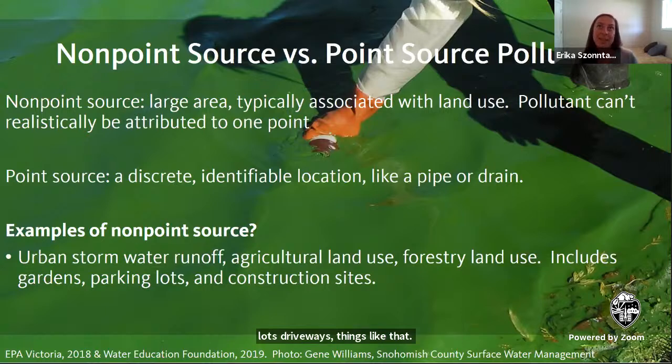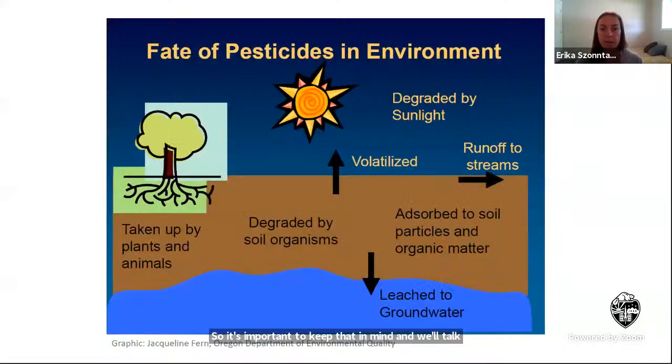So you may think that you live on maybe a third of an acre, and that's not really a large land area. But when you put together all of the residential areas in the regions that we live in, that can become a pretty significant source of pollution if we're not using pesticides correctly, if we choose to use those on our property. So it's important to keep that in mind, and we'll talk more about it later.